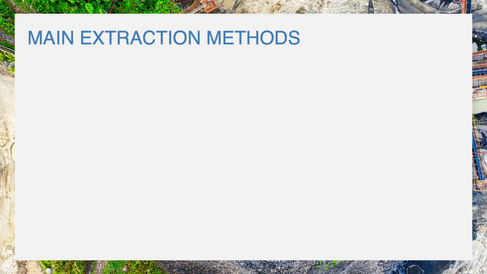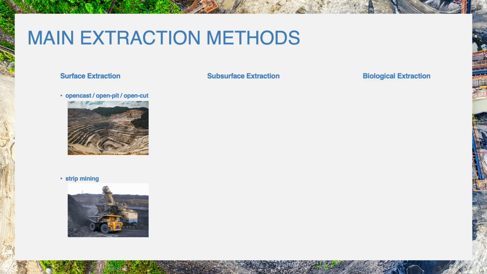There are three main categories of extraction in the syllabus. We have surface extraction, subsurface extraction, and biological extraction. Surface extraction is used when the rock or mineral deposit is close to the Earth's surface. The overburden, this is the soil and the unwanted rock above the deposit, is removed and large machines can then dig out the useful material.